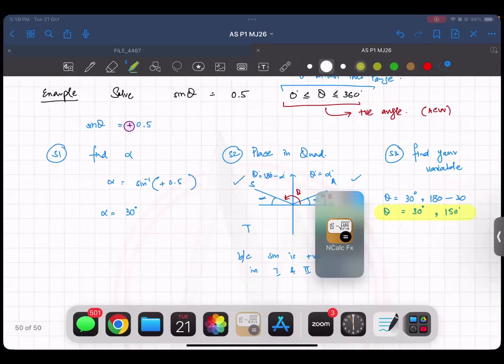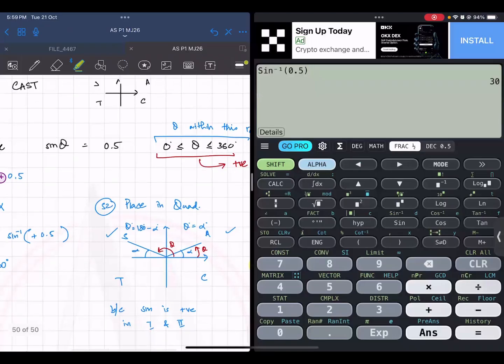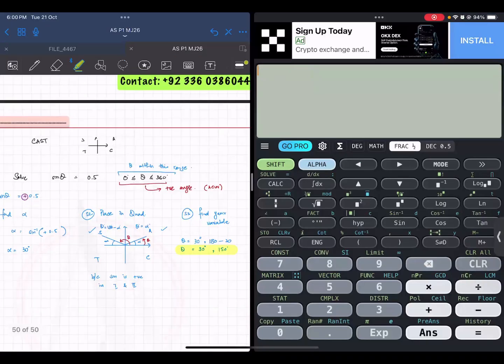Input the value of your theta back in the question. So look, sine 30 and sine 150 both will give you positive half. Sine 30 is positive half and sine 150 is also positive half. So this means I've got the right answer.